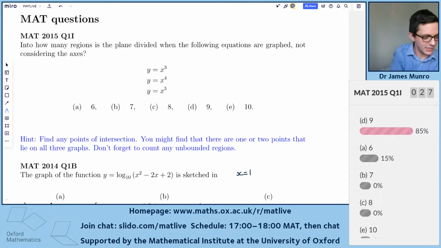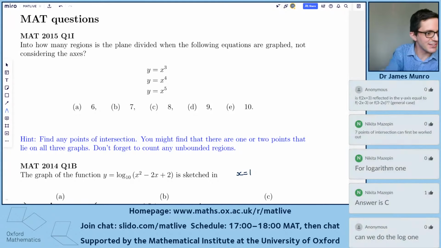Multiple choice questions. Yeah, okay. Why is it translated 1 unit left? Because it was 1 plus t inside the brackets. Multiple choice. People really want to do logarithm ones. Oh, that's a really good question. Hang on a minute. Let's look at this. Okay, voting will return in a moment. Look at this question. Really good.